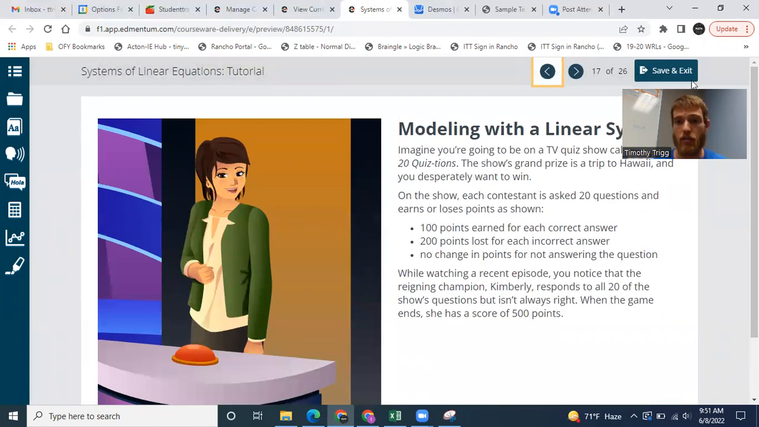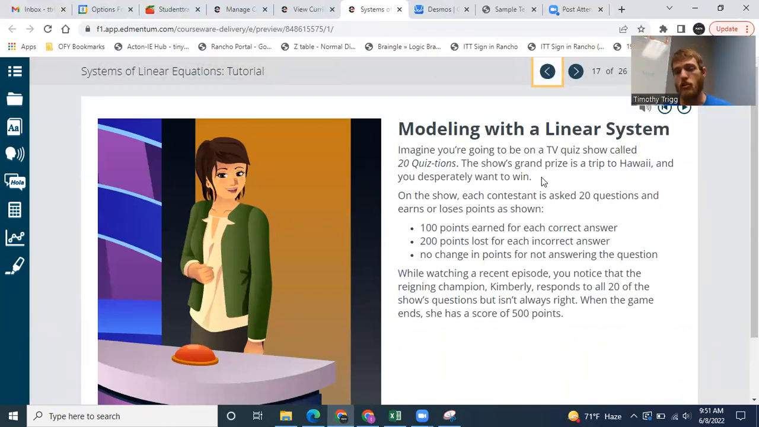All right, now for the rest of this lesson, you're going to need this piece of information here. Okay, so go ahead and read it to yourself. I'm also going to follow along as I read it. Imagine you're going to be on a TV quiz show called 20 Questions. The show's grand prize is a trip to Hawaii. Yay. And you desperately want to win. On the show, each contestant is asked 20 questions and earns or loses points as shown.